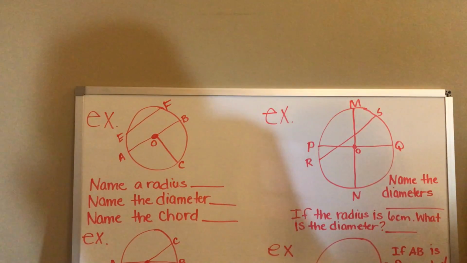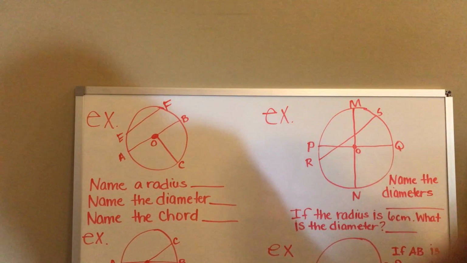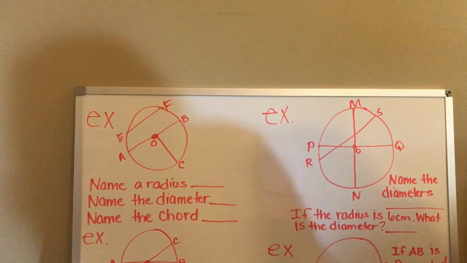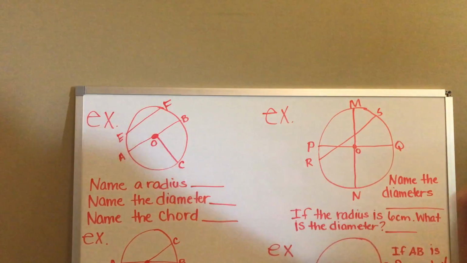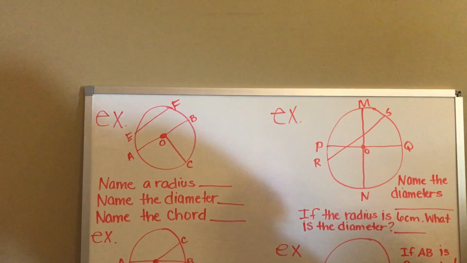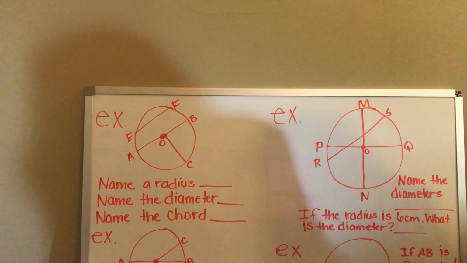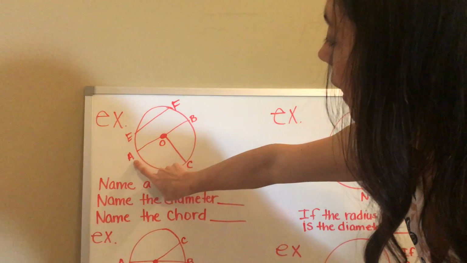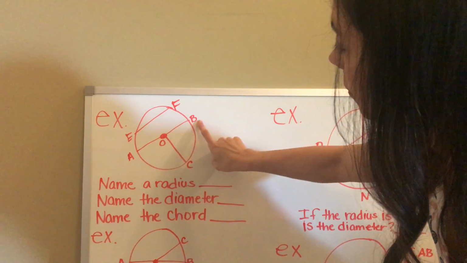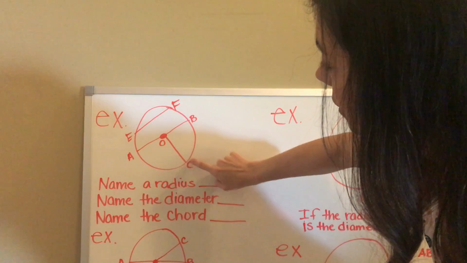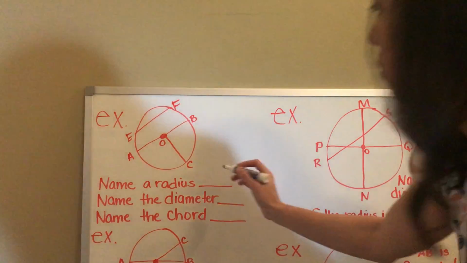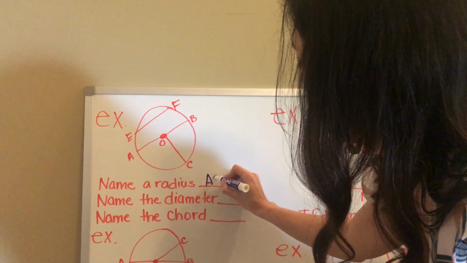All right, the first example we have is our circle up here. And we're going to name a radius. There are several radiuses on this one. Remember our definition for radius is it goes from the outer edge of the circle to the middle. So we can have AO, BO, or CO. All of them are radiuses, but we just need one. So I'm just going to do AO.